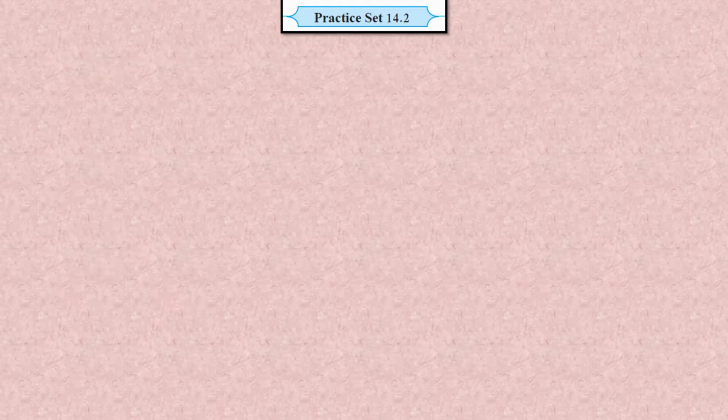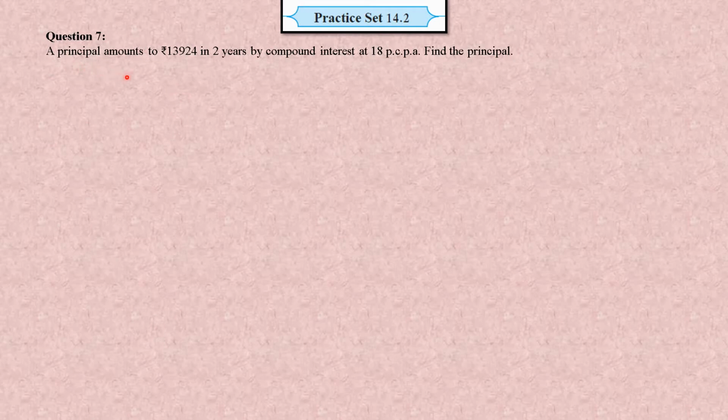Question 7 of practice set 14.2. A principal amounts to rupees 13,924 in 2 years by compound interest at 18% per annum. Find the principal. Let us start the solution by writing what all is mentioned. P is the principal which we need to calculate. A, that is the amount given, is 13,924 rupees. R is 18% and N is 2 years.